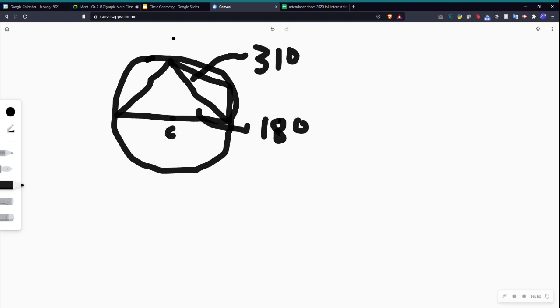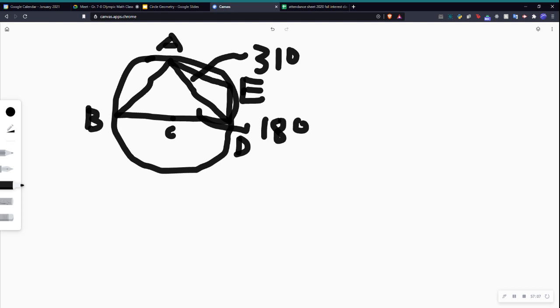So center C, A is right here. This is B. And we have D as the other point on the diameter. And then this is point E.